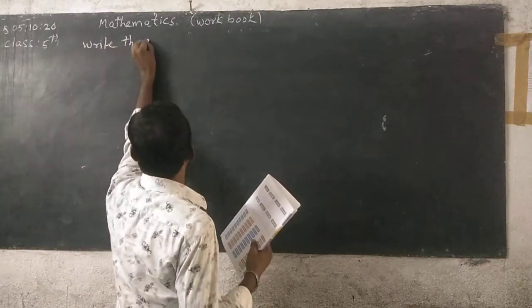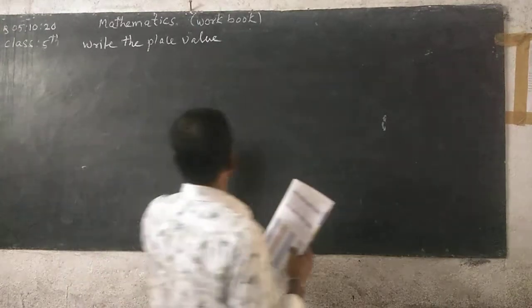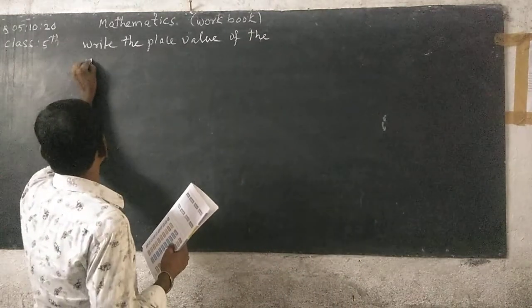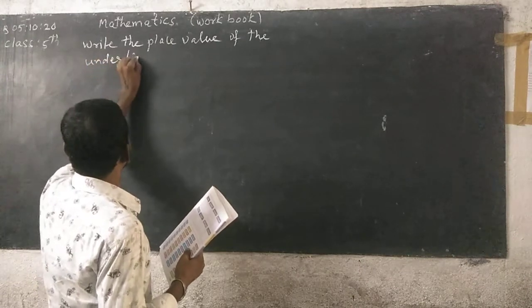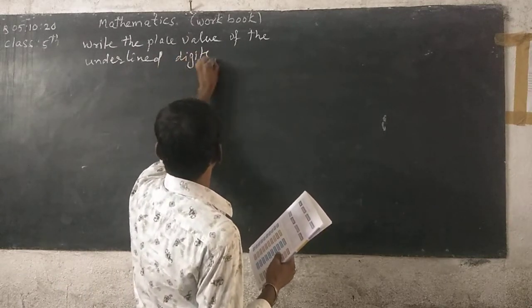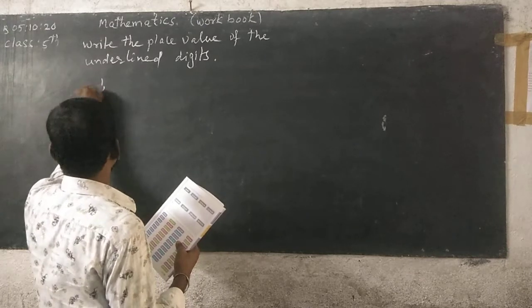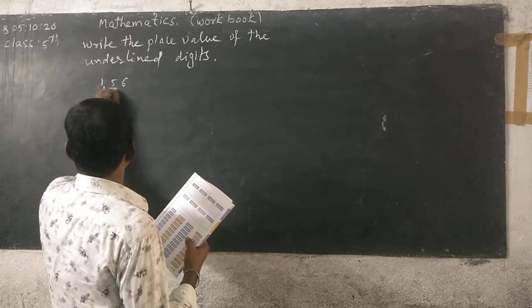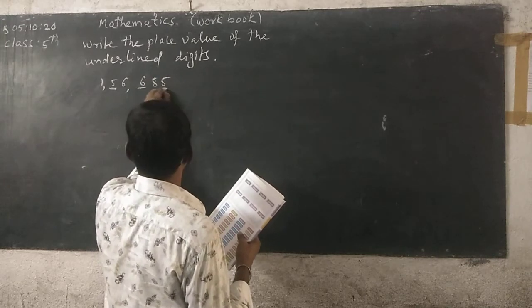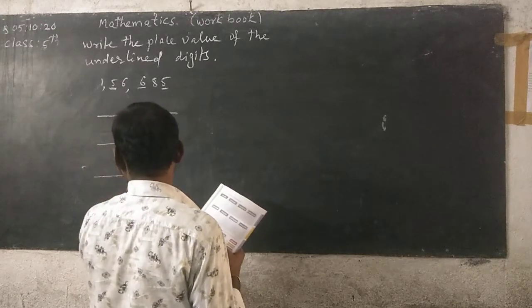Write the place value of the underlined digits. See here, 1 lakh 56,685.